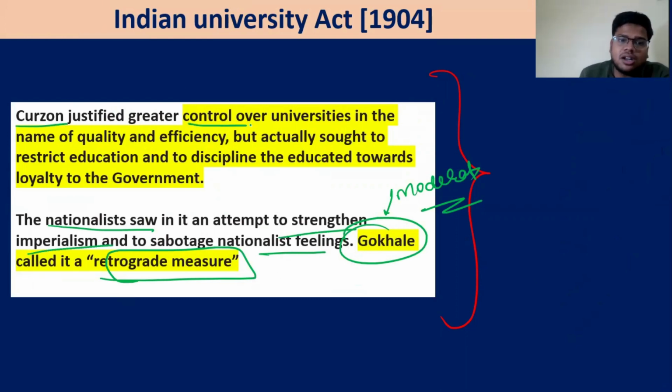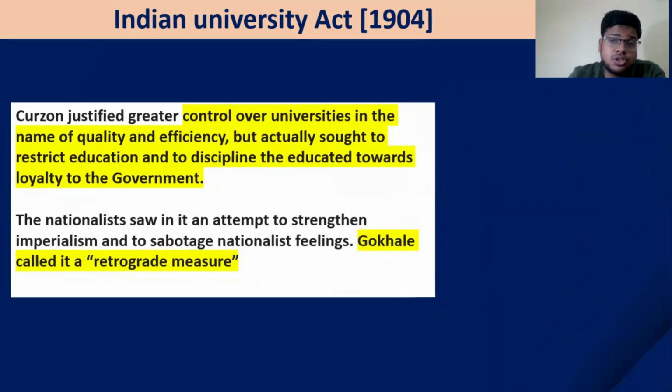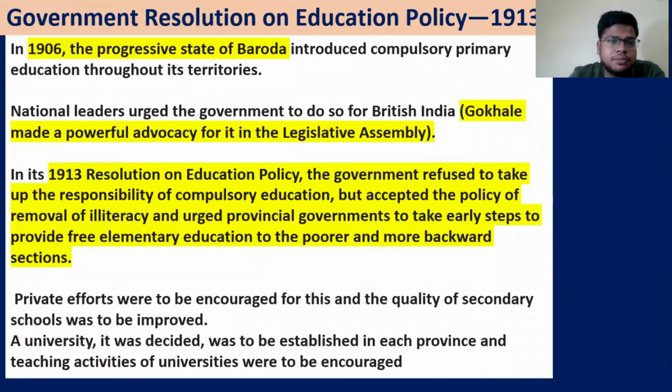Curzon justified the greater control over the university in the name of quality and efficiency, but actually sought to restrict education and to discipline the educated towards loyalty to the government. If you want to do the fellowship, be pro-government. No, we will not allow you to use our resources, to get into the university and use all the resources to become a revolutionary. We won't let that happen.